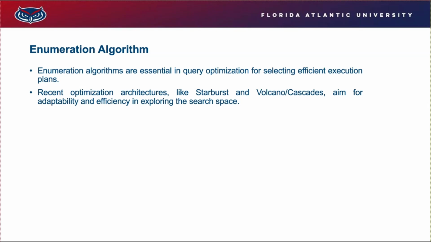The third technique to resolve the challenges is the enumeration algorithm. Enumeration algorithm is essential in query optimization for selecting efficient execution plans. Recent optimization architectures like Starburst and Volcano or Cascades aim for adaptability and efficiency in exploring the search space.